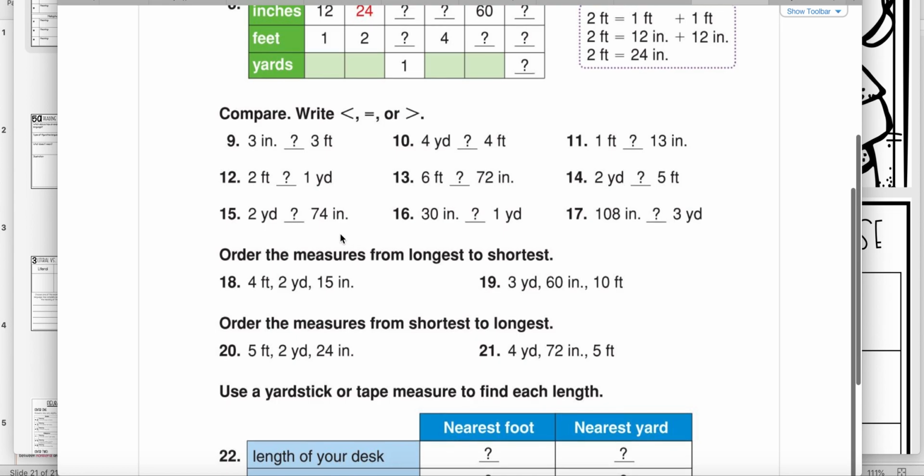And then again, when you're ordering the measurements from longest to shortest, we have to put all of these in the same measurement. If you move everything to inches or feet or yards, then you can compare. I'm going to switch over to a Word document here, and I'm going to show you.